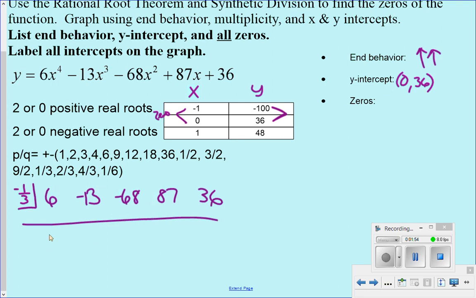So 6 comes down, times -1/3, which is 6 divided by -3, which is -2, plus -13 is -15. -15 divided by -3 is +5. -68 plus 5 is -63. -63 divided by -3, or times -1/3, is 21. Plus 87 is 108. 108 divided by -3 is -36. And indeed, we have our x equals -1/3 is a root.